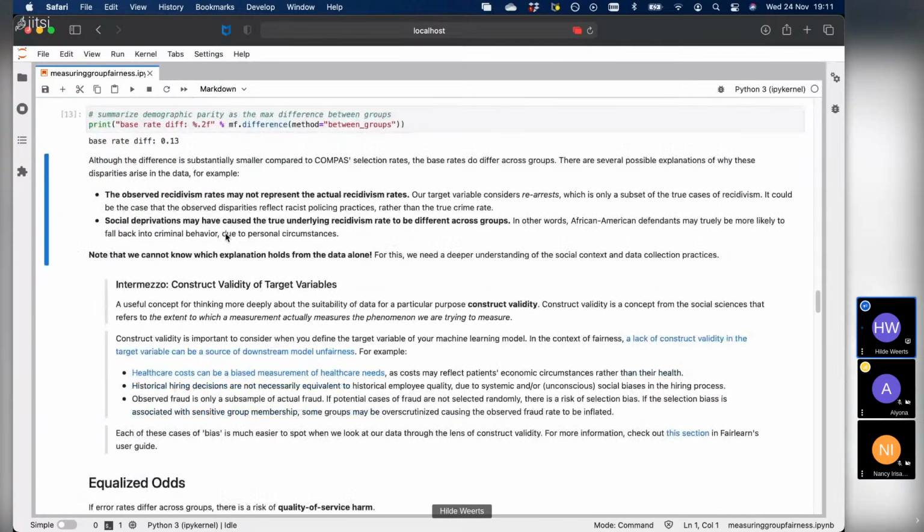Another thing that could be the case is that there may have been some social deprivations that have caused the true underlying recidivism rate to be different across groups. So it might be the case that African Americans are indeed more likely to fall back into criminal behavior, but this might be due to circumstances that are out of their control, and also historical injustices. And of course, these two could overlap, obviously. And there may also be other factors. But what I think is very important to realize is that you cannot know which of these explanations holds from the data alone. You really need to understand how the data was collected, what the social context is of the model that you're building. Yeah, so it's important to realize that we cannot learn everything just from the data.